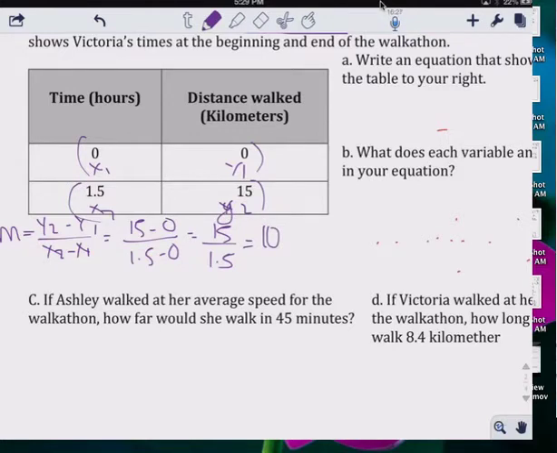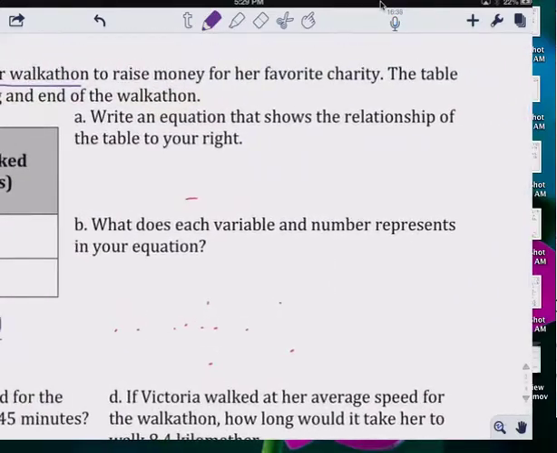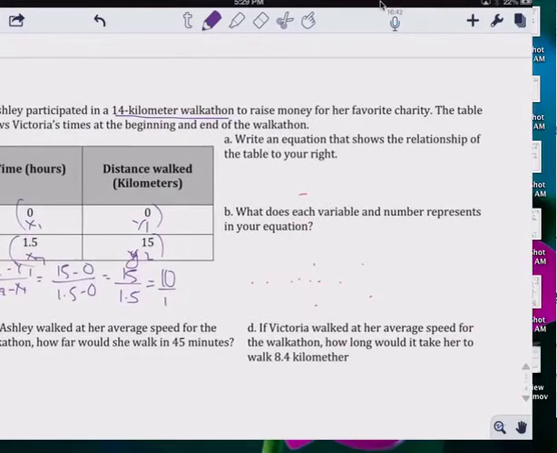That means 10 kilometers for every 1 hour. That's what it means. So the equation is distance equals the rate, which is 10 kilometers per hour, times the number of hours, or times time, how much time is given. Let's use time, how many hours. You can do that.